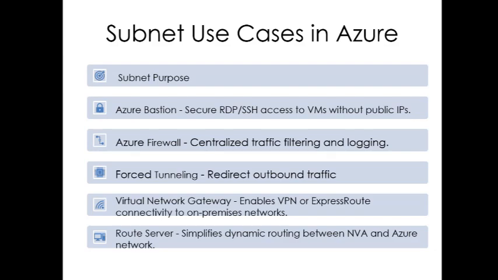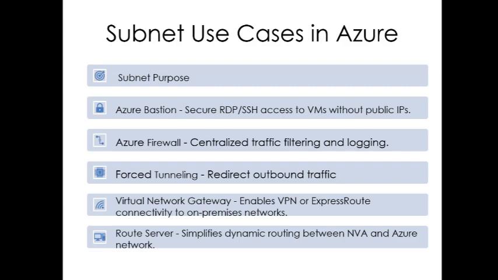Azure Bastion basically secures RDP and SSH access to VMs without a public IP. So in order to connect to your virtual machines, you will not need a public IP because it enables a secure connection. RDP is basically to connect to Windows machines or Windows servers, and SSH is for Linux, Unix, and Mac OS machines.